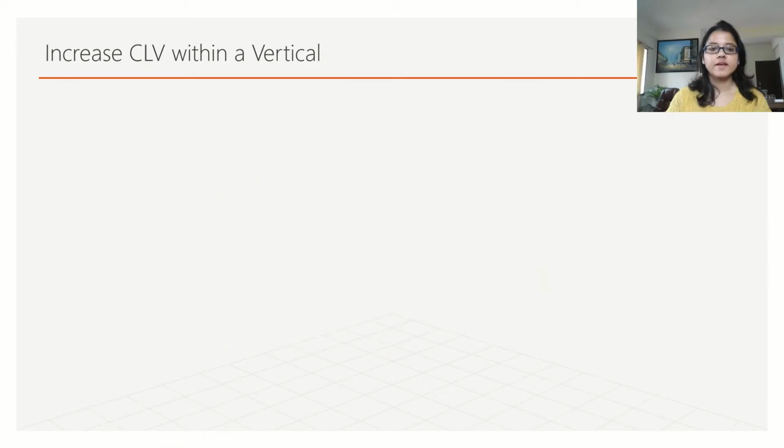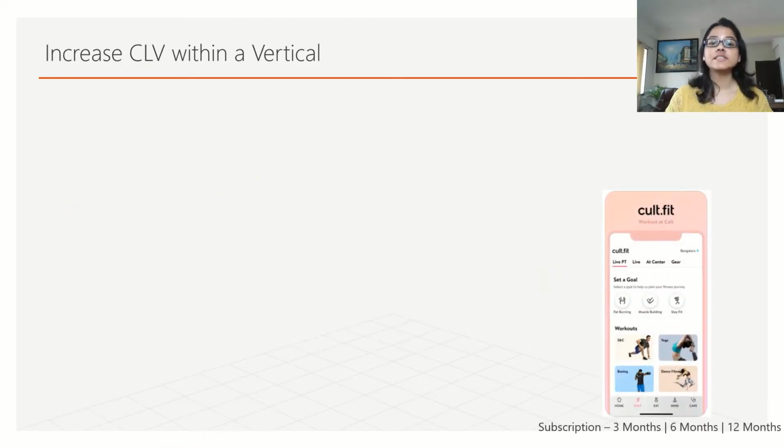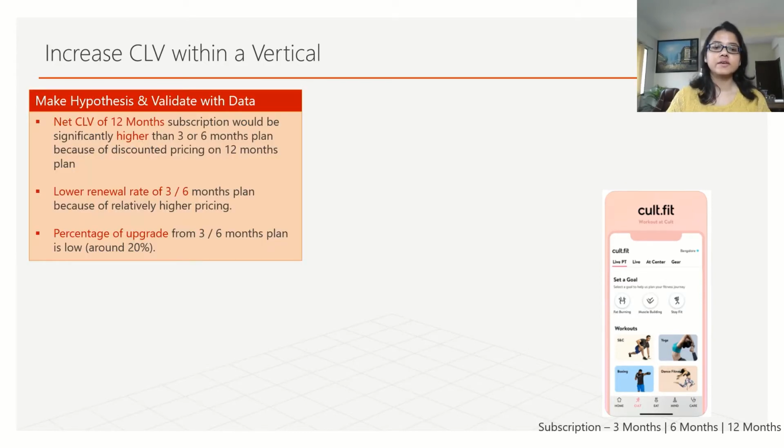All right, let's talk about how to increase CLV within a vertical, say CultFit. So CultFit provides trainer-led workout sessions within their center or online. So the approach would be we need to define the hypothesis and validate that with data. And we can make hypotheses based on past performance and analyzing the trends. So for example, the net CLV of 12-month subscription plan should be significantly higher than 3 or 6 months plan because of the discounted pricing for 12 months plan.